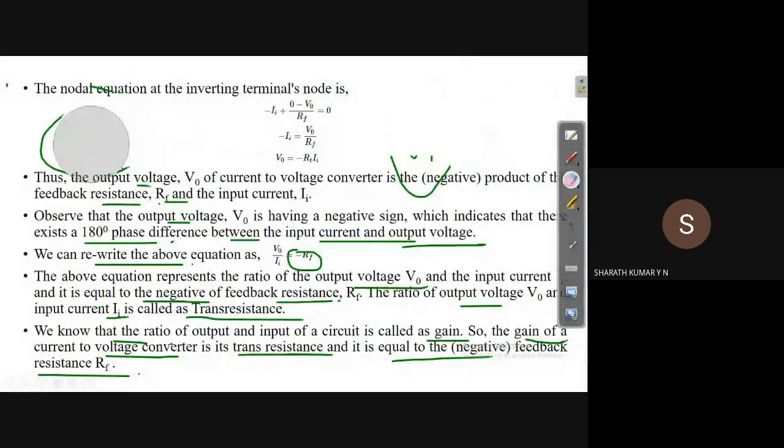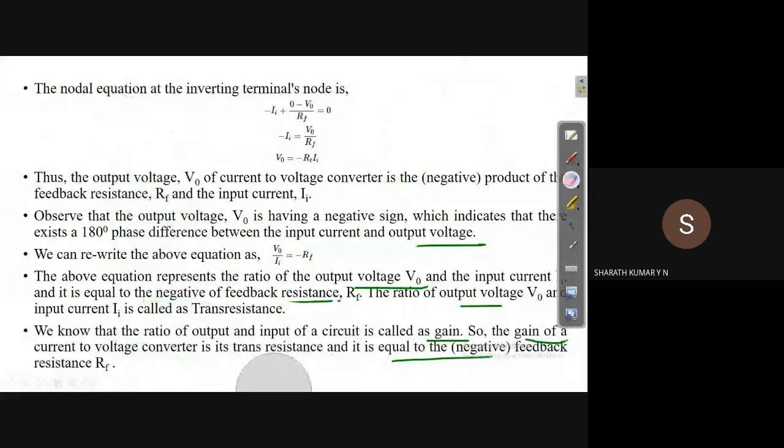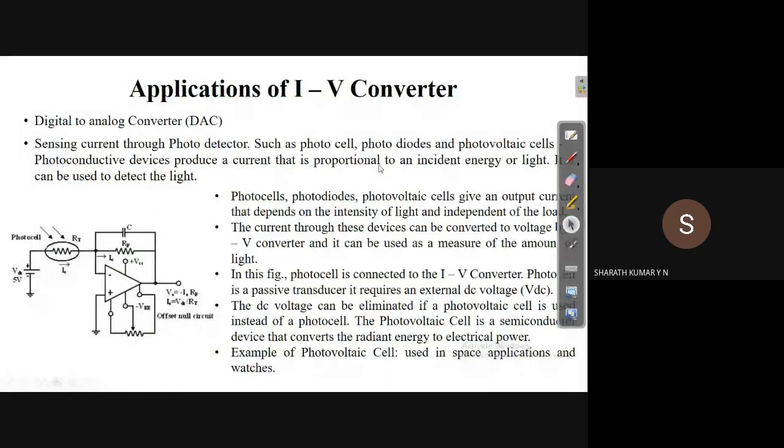Gain of the amplifier. Okay, here we go. Application: I to V converter, digital to analog. Of course, digital to analog converter, we have a separate chapter. We'll discuss in a little detail the types of digital to analog converter. So let us quickly go through this.